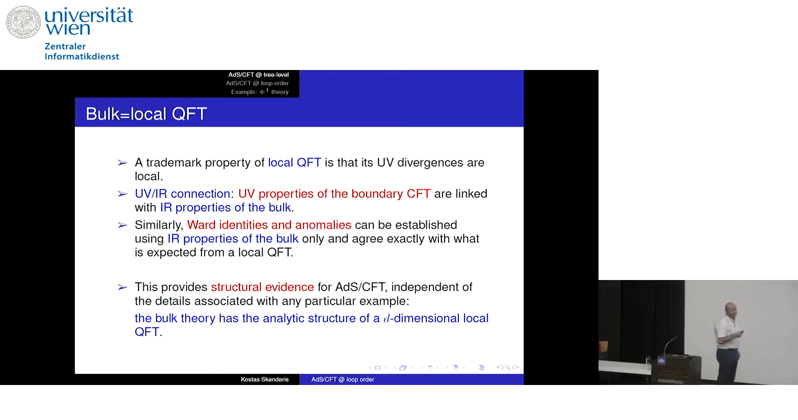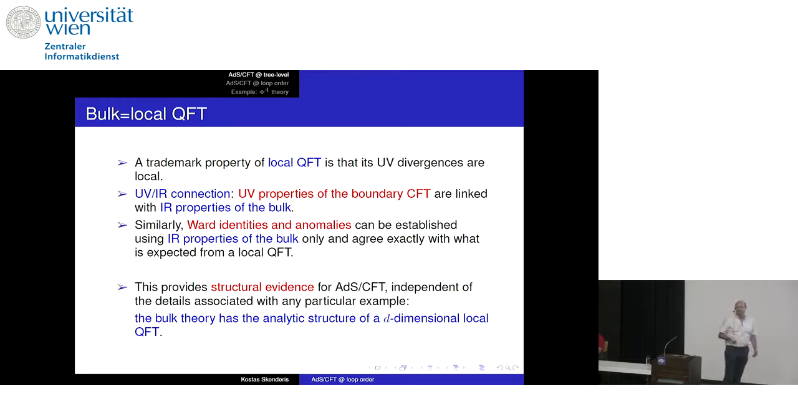Already from what I said, we get a very strong indication that the bulk is a local quantum field theory. The trademark property of local quantum field theories is that their UV divergences are local. And another main point for gauge-gravity duality is the so-called UV-IR connection, which was also understood very early on in the game, namely UV properties of the boundary theory are linked to infrared properties of the bulk and vice versa, and I will use that also in a minute.